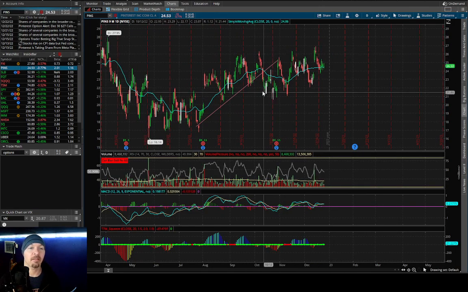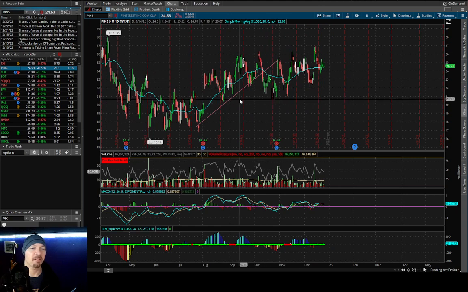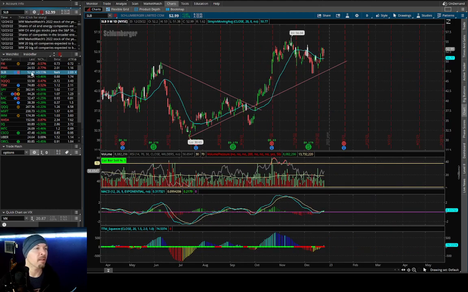This really looks like a big consolidation range. We're kind of in the middle of it. I'm not super into it. I mean, there's a little bit of a channel, but we're still sort of in the middle of it. So I'm not super interested in this one. I'm just going to keep on moving.